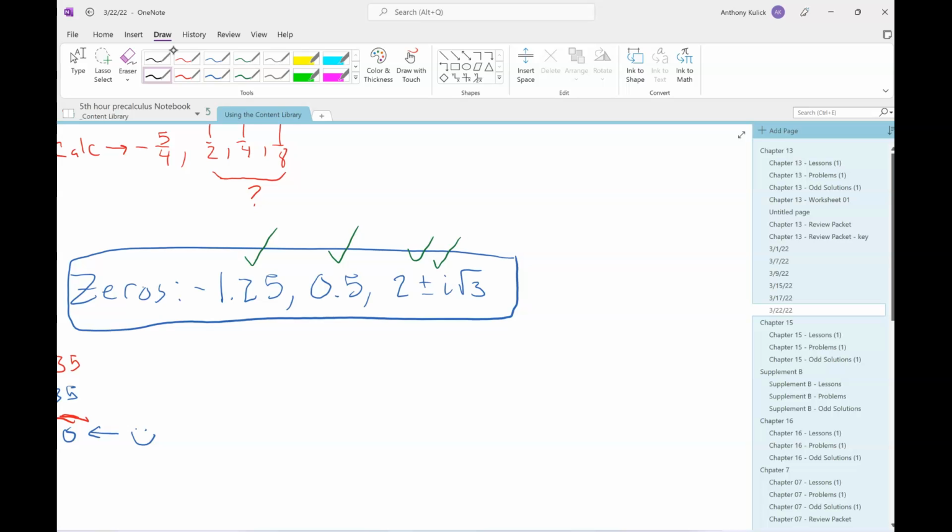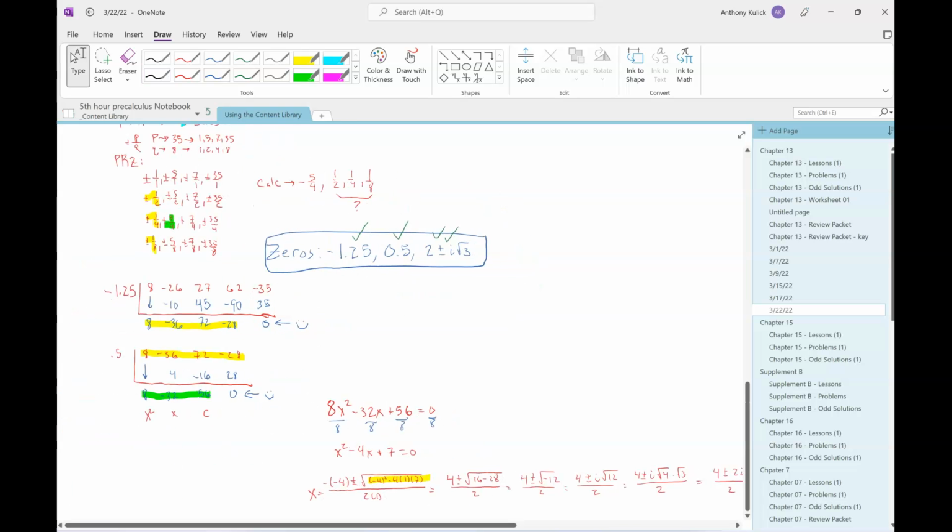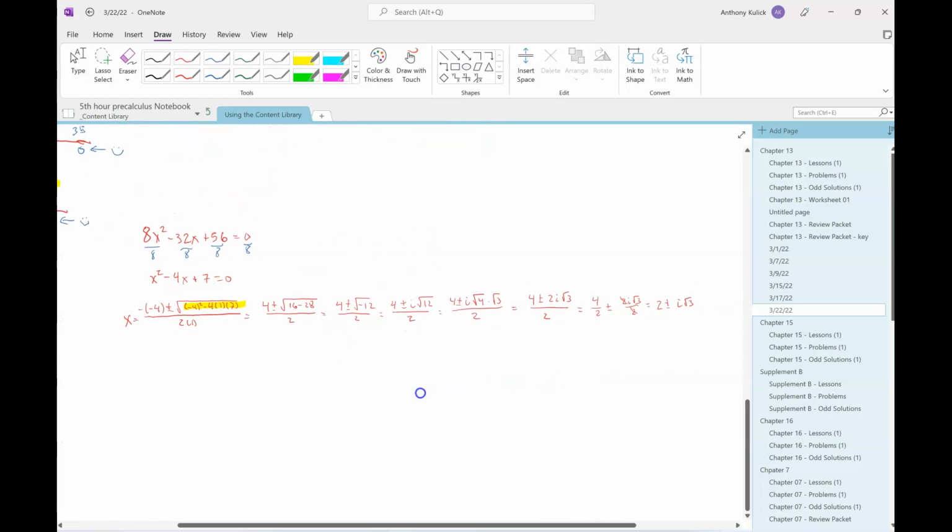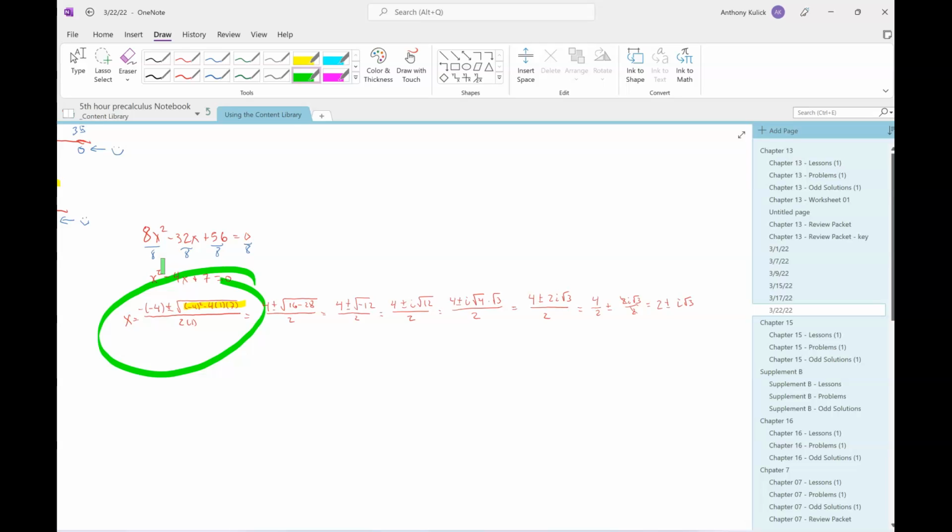So the takeaway here is that on almost all these kinds of problems where we're going to find all the zeros, at some point you're going to have to break down and use the quadratic formula to find the pieces at the end, whether they're the imaginary pieces or the irrational pieces or whatever. You're probably going to have to use that quadratic formula.